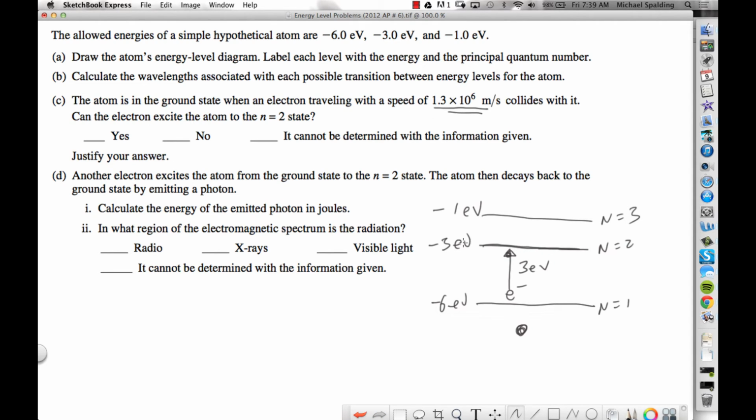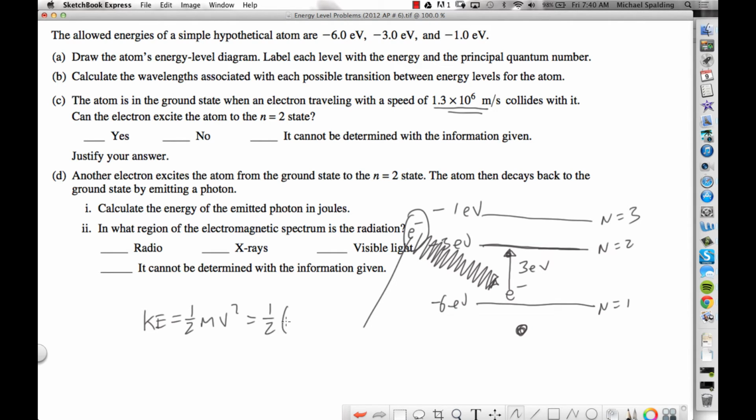How do we figure that out? They're talking about this incoming electron, right? Coming in, bam. We need to find the energy of this incoming electron. Can we do it? Yeah. What type of energy does this electron have? Kinetic. So the kinetic energy of the incoming electron is 1/2 mv squared.